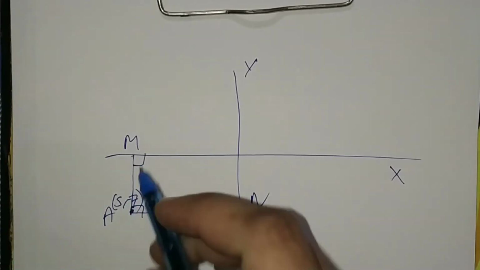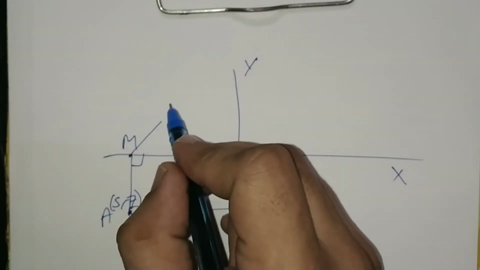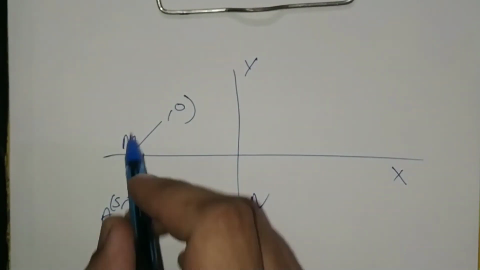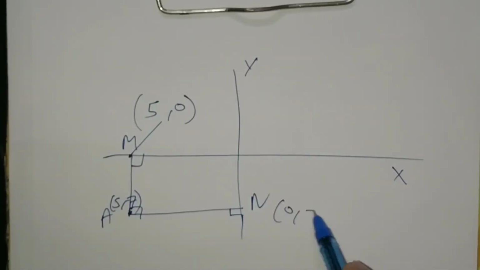So what will be its coordinates? On the x-axis, y is always 0. Now x is 5, so (5, 0), and here (0, -7). So these are the coordinates.